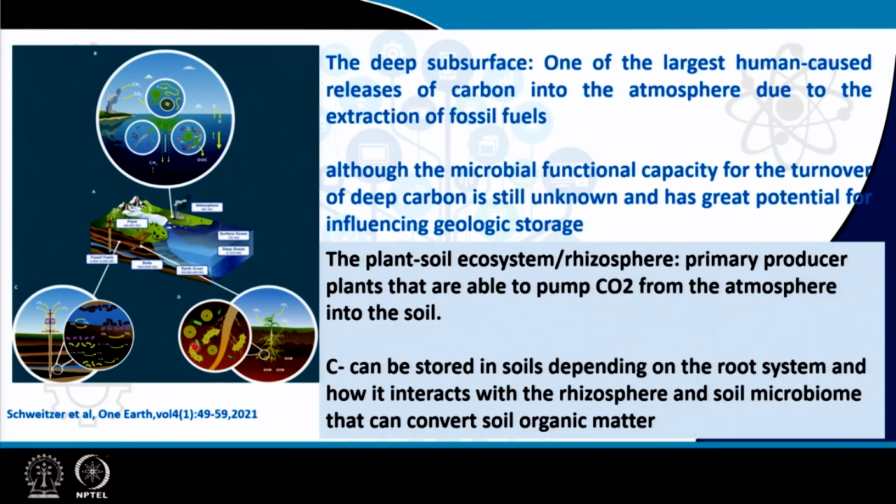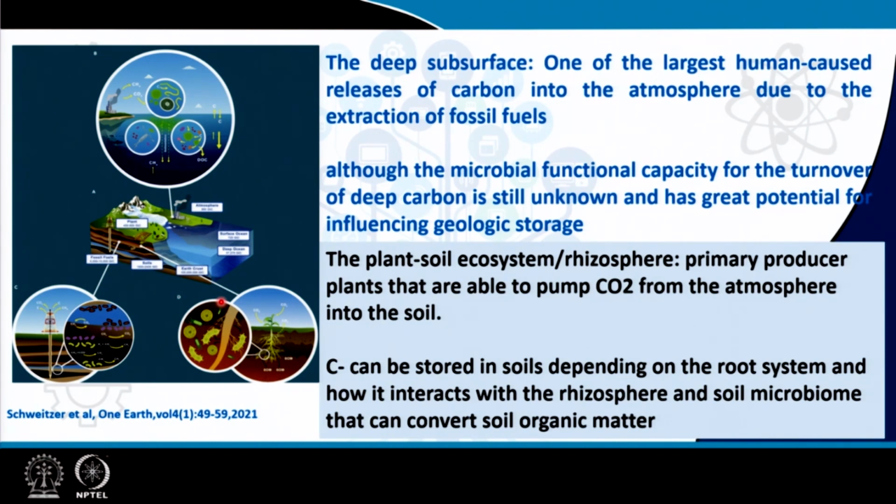The second aspect is the plant soil ecosystem, or what we conventionally call the rhizospheric region, because the primary producers are the plants, which are naturally able to capture atmospheric carbon dioxide. During their photosynthetic process they convert this carbon dioxide into complex organic molecules, and part of these molecules are continuously pumped into the soil system, because the plants have a profuse root system and through the roots they release a large amount of carbon.